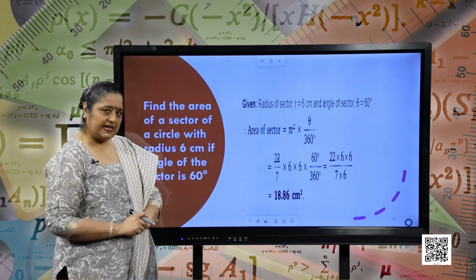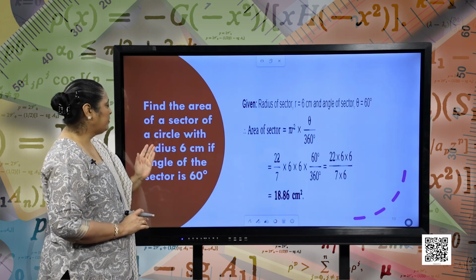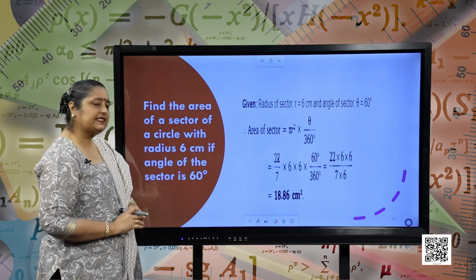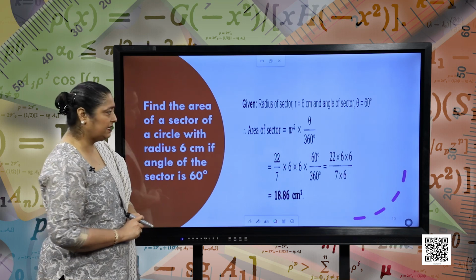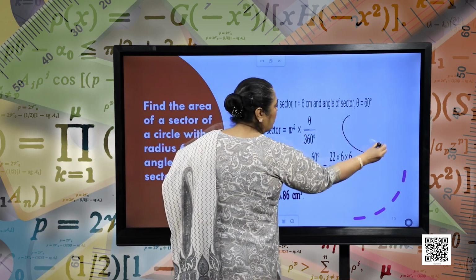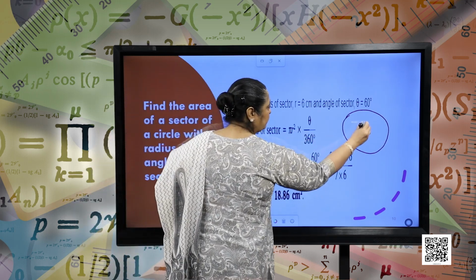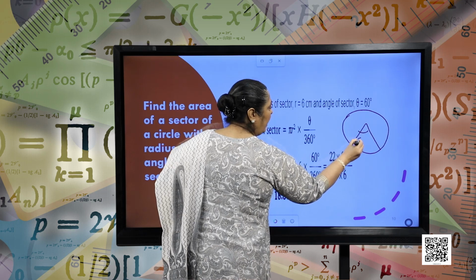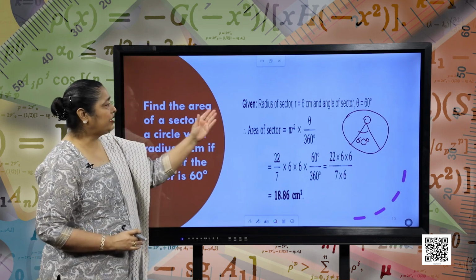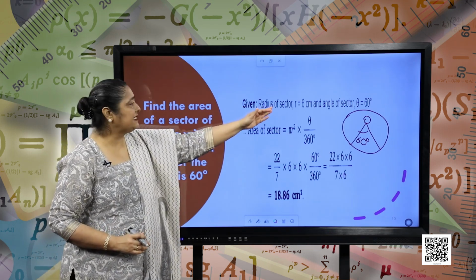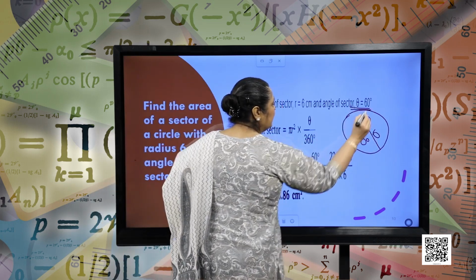Let us move to our next question. Find the area of the sector of the circle with radius 6 centimeter if angle of the sector is 60 degree. Here the angle of the sector is given as 60 degrees. So, let me draw a circle. This is the circle and we have a sector wherein the angle is given as 60 degree. This is the center O. Now, given the radius of the sector is 6 centimeter and theta is given as 60 degree.